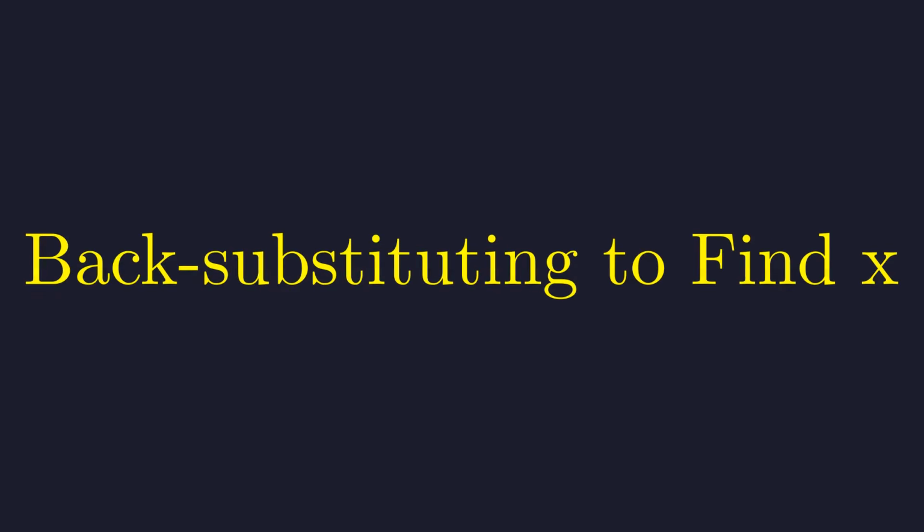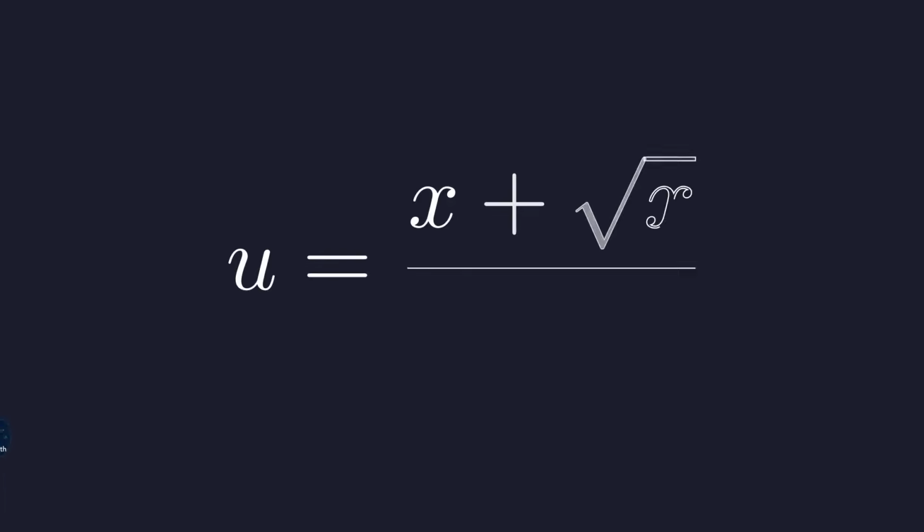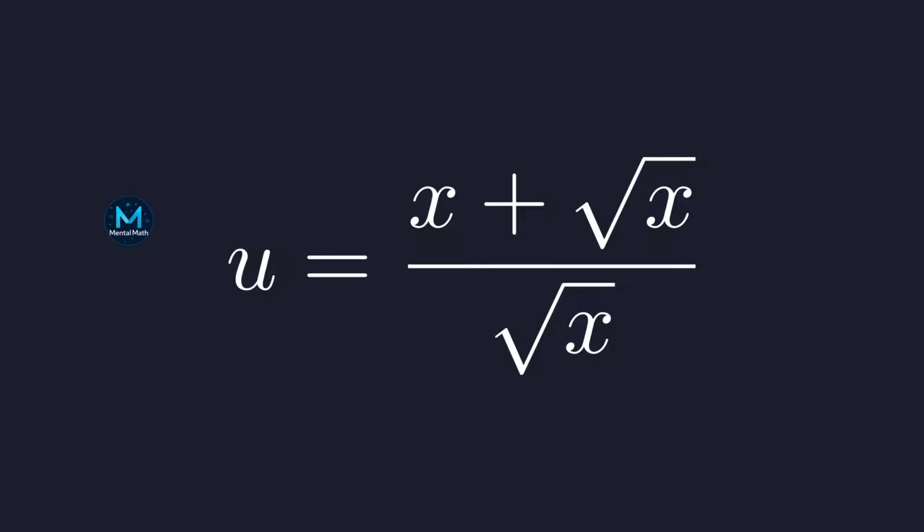Now that we have values for u, we need to substitute back to find the value of our original variable x. Let's recall our original definition of u. We can simplify this expression before substituting our values. By splitting the fraction into 2 parts, the relationship between u and x becomes much clearer.